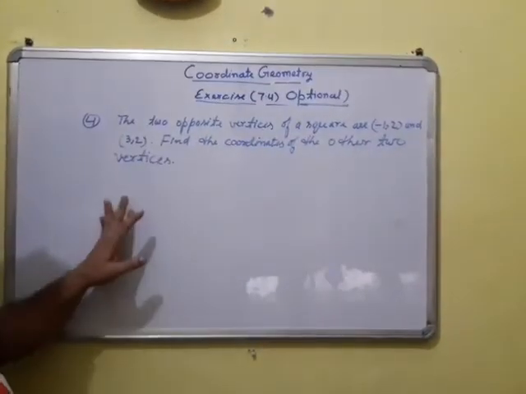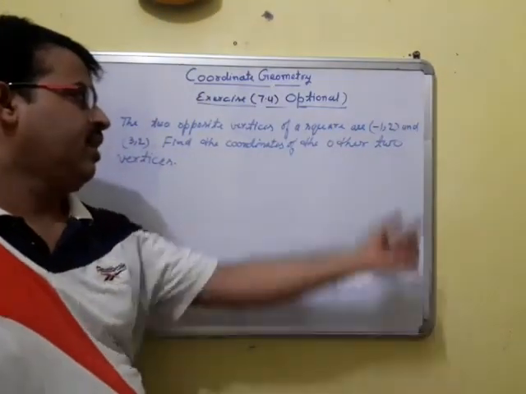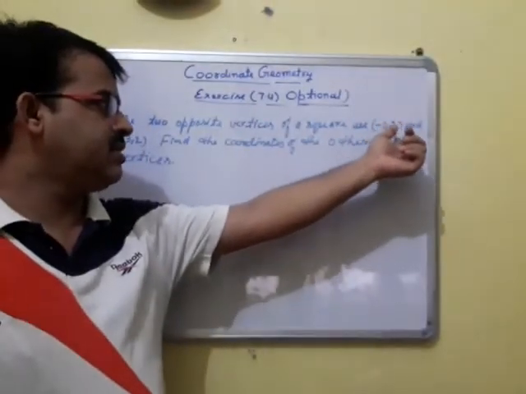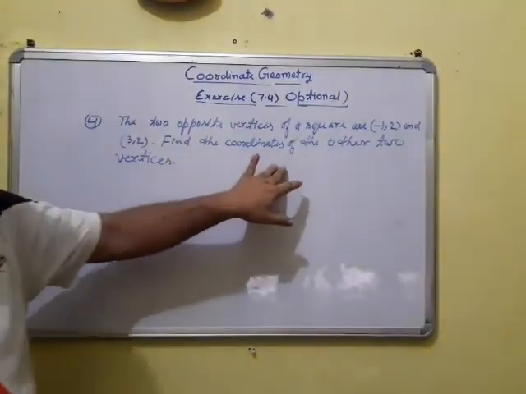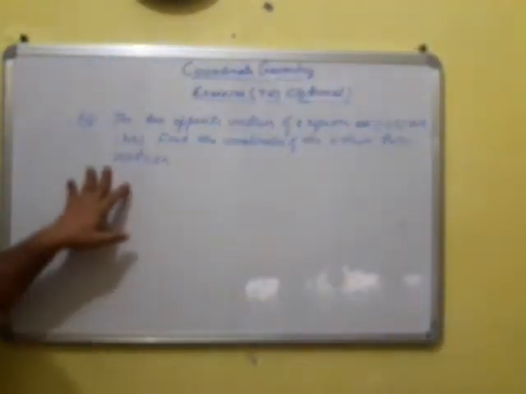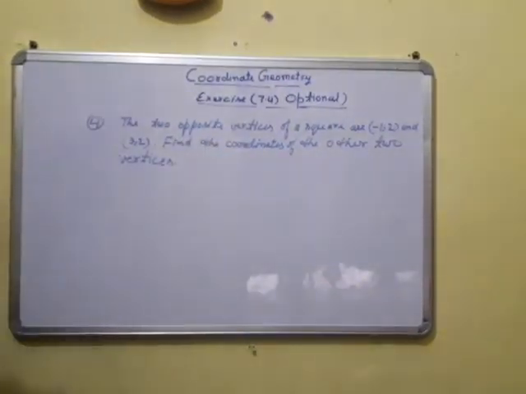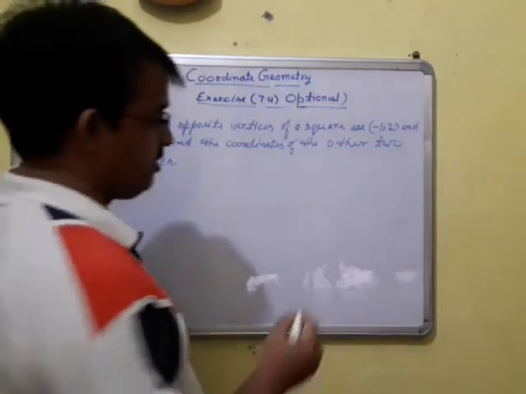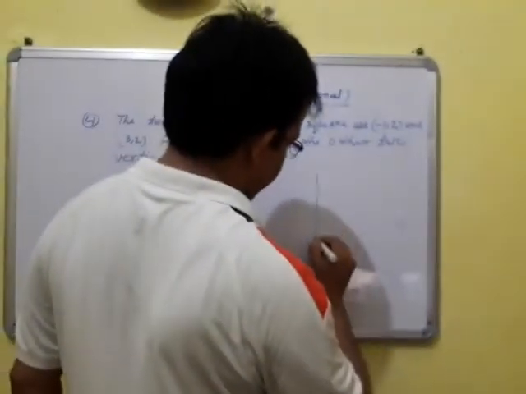Now here this 4th question: the two opposite vertices of a square are given as (-1, 2) and (3, 2). Find the coordinates of the other two vertices. यहाँ पे क्या दे रहा है कि two opposite vertices of the square दे रहे हैं. So first we draw here the figure of the square.